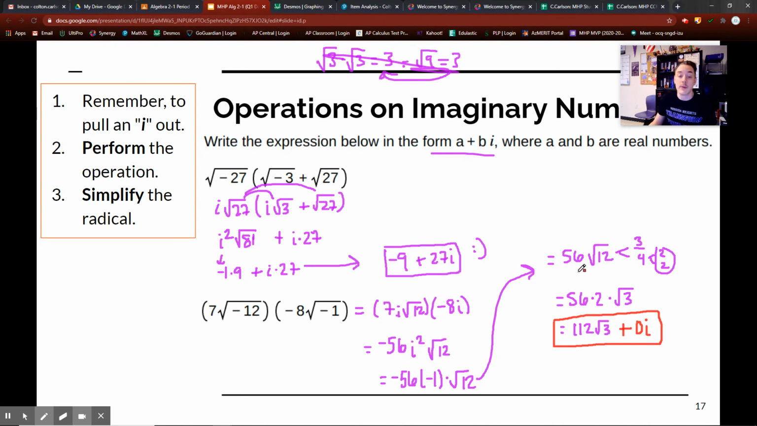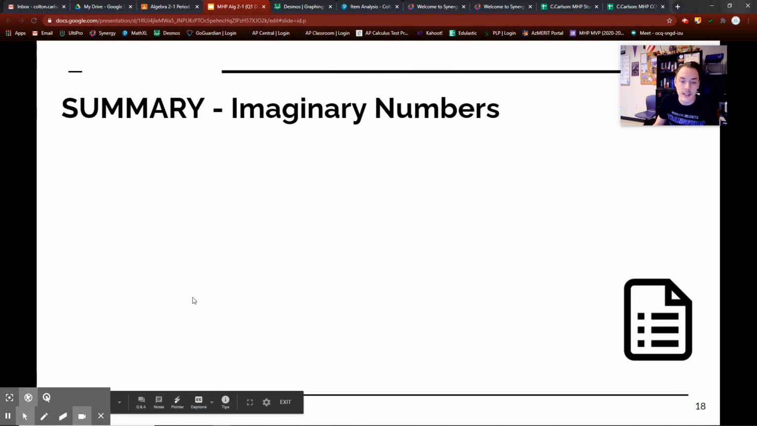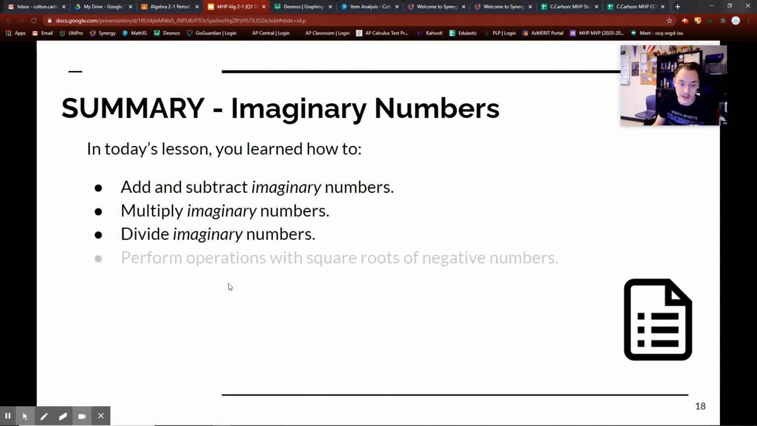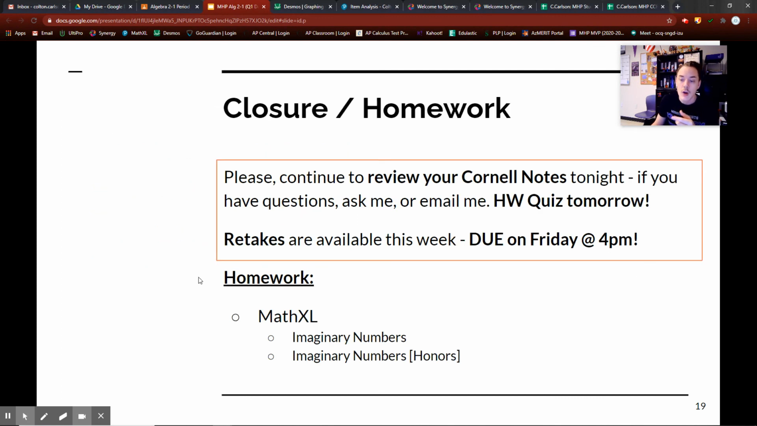So I'm going to erase this. Hopefully you got that down. Let's continue. What did we learn? Well, we learned how to add and subtract imaginary numbers, multiply imaginary numbers. We learned how to divide imaginary numbers, and we learned how to perform operations with square roots of negative numbers.